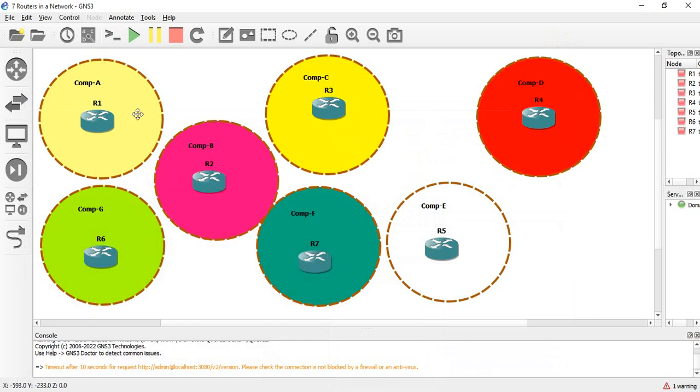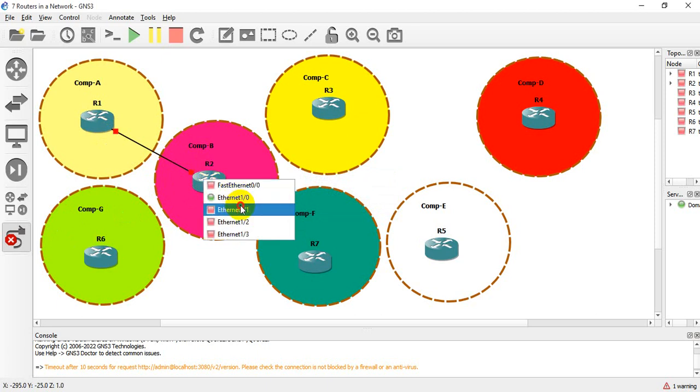So now we should connect them, because in networking, when you create a network, obviously you should connect them first, then you should make them able to communicate. So first let me connect them with each other. So how to connect these different companies' routers? Now look at this. This is connected with this company, and now we will connect this one.